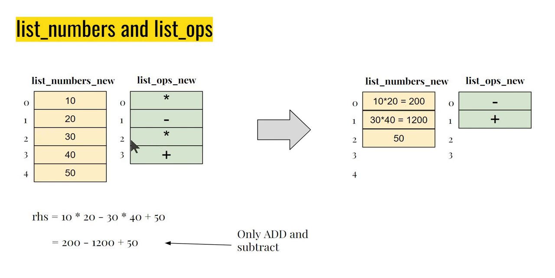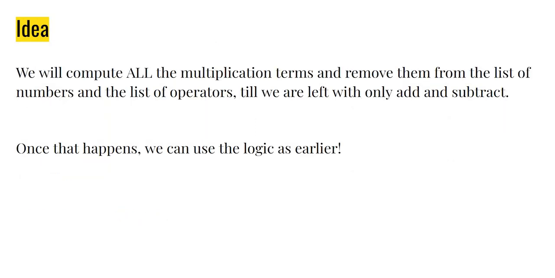Likewise, I know there's a multiplier at index number 2. So I go and find out which are the numbers impacted. In this case, it's going to be 2 and 3. So I take 1200 here. I'm left with list numbers new, which is 200, 1200, and 50, and only minus and plus because I've gone and deleted both of these. And again, since I'm left with only minus and plus, I can just use my earlier approach. So the whole idea is that we do this in two steps. We first compute all the multiplications and adjust our list so that there are no multipliers, and the list of numbers is updated, till we are left with only add and subtract.